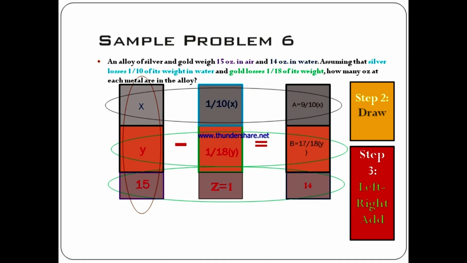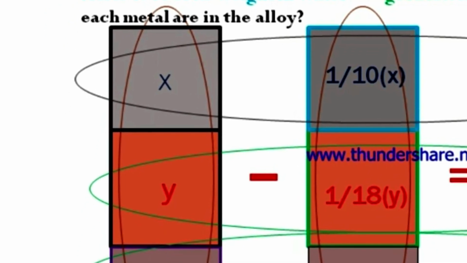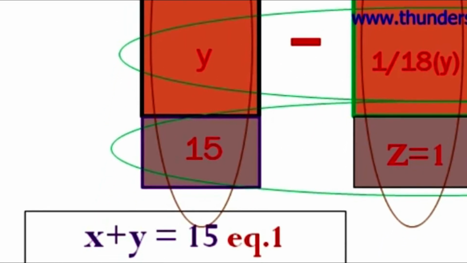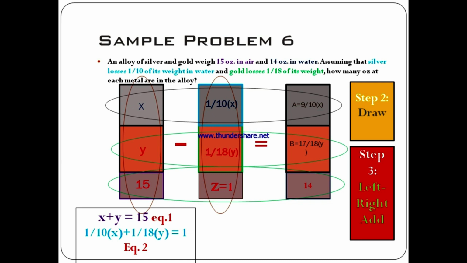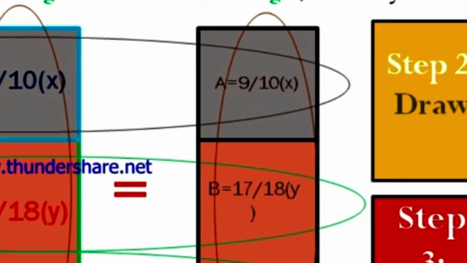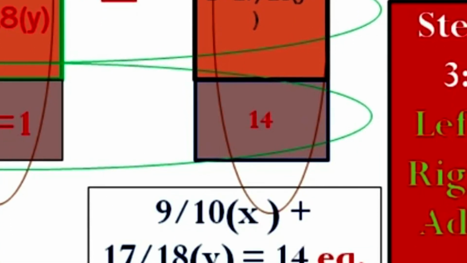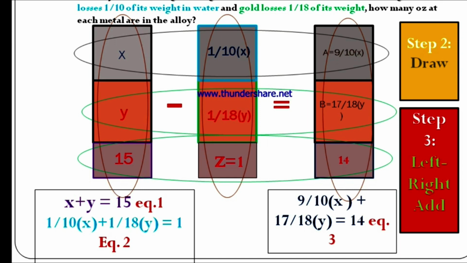Draw the equation. We created two ellipses here, two vertical ellipses. Okay, equation 1 is X plus Y is equal to 15. Then equation 2 is 1/10 X plus 1/18 Y is equal to 1. It's all positive, there's no minus there. So another vertical, we just add that, 9/10 X plus 17/18 Y equals 14, equation 3. We have three equations, but we only have two variables. Equation 2 and equation 3 are redundant. We can use either of the two.